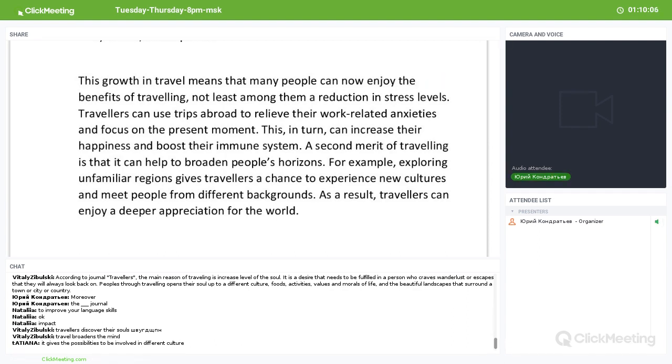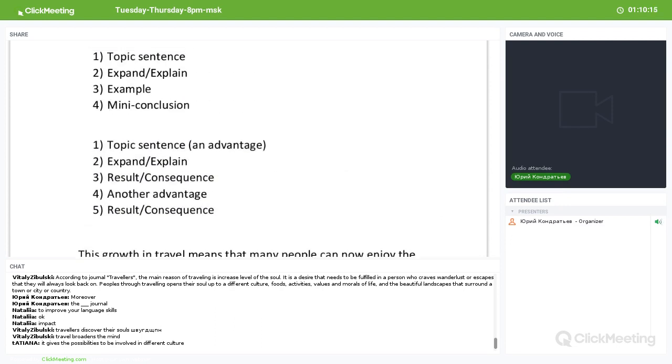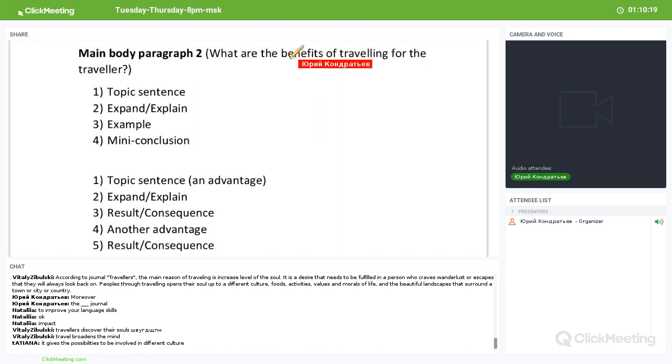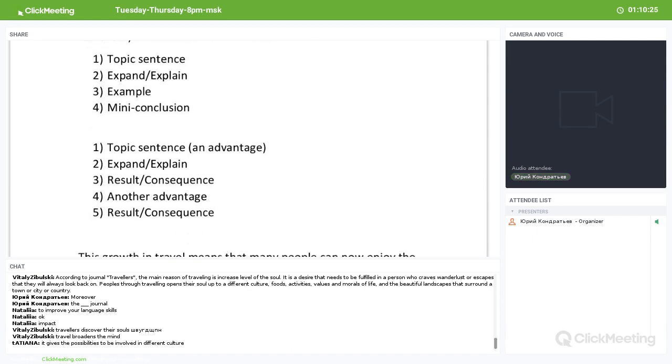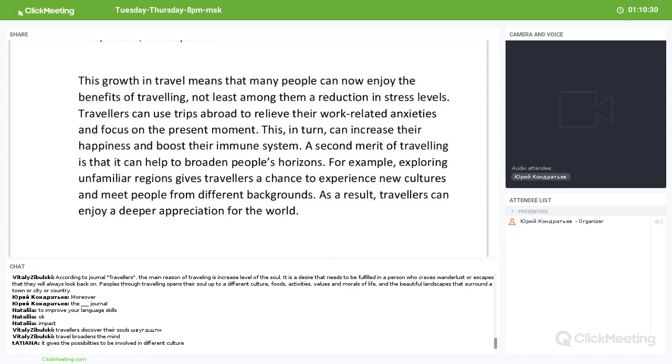Now you have 10 minutes to write your example of the second main body paragraph. You can follow a classical structure, or, well, here you need at least two benefits because in the task they ask you what are the benefits. It's plural. It means that you need to mention at least two benefits. So you have 2 minutes.